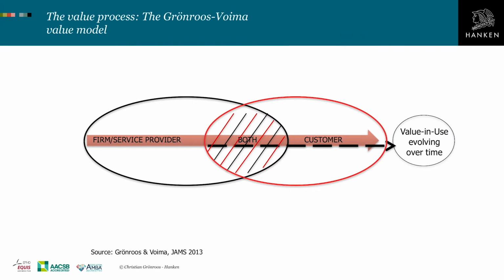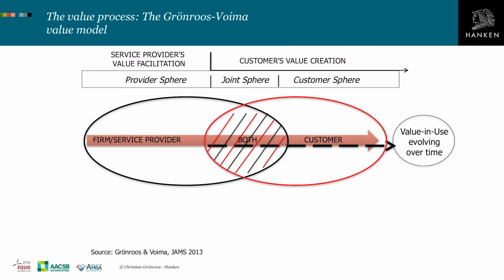Now there's a model that describes this, which is called the Grönroos-Voima value model. It is based on three spheres: a provider sphere to the left on the slide, a joint sphere in the middle, and a customer sphere to the right. In the provider sphere, the bartender or the bar owner are preparing for me or any customer coming to the bar and asking for a beer. That is where the service provider facilitates value. And the customer is not there.